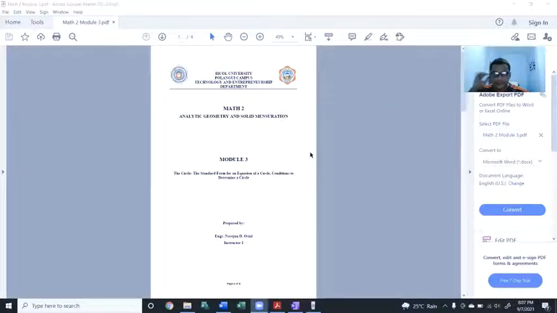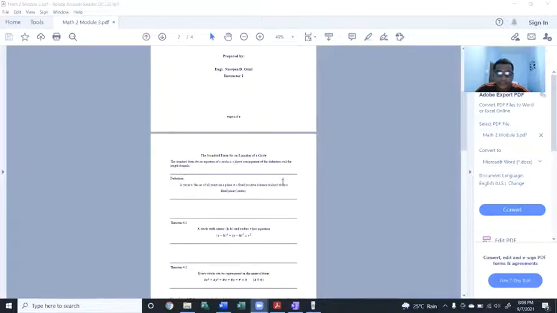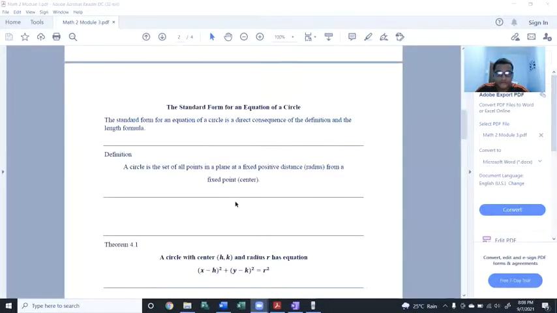Good day, class. Now we'll discuss our module 3, the circle, the standard form for an equation of a circle, and conditions to determine a circle. So, what is a circle, class? By definition, a circle is a set of all points in a plane at a fixed positive distance called the radius from a fixed point called the center.